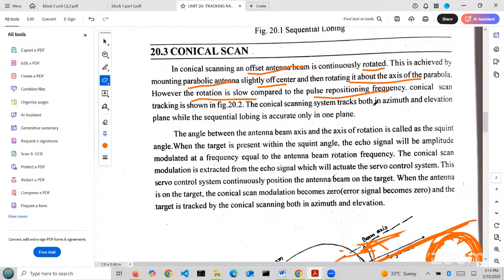It is used for both planes. It is useful for both. It tracks both the planes. Which planes? One is the azimuthal plane, another one is the elevation plane. Whereas previously we discussed sequential lobing is only for one plane. This is one for two planes.